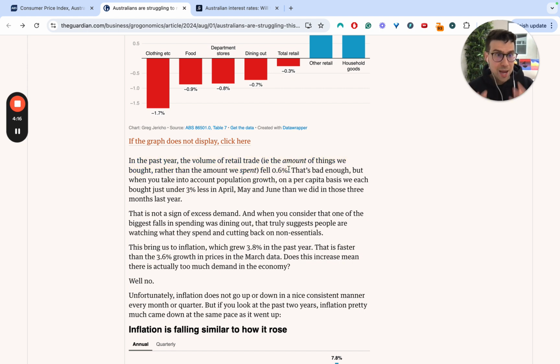Now, that's down, but we've got to remember that we've had population growth, so we should be spending more, right? And so if we factor in population growth on a per capita basis, each of us, yourself, myself, your families, spent 3% less in April, May, and June this year versus the same time last year. So what this shows is it's not excess demand that's driving inflation. Okay, and so that's a positive, right?